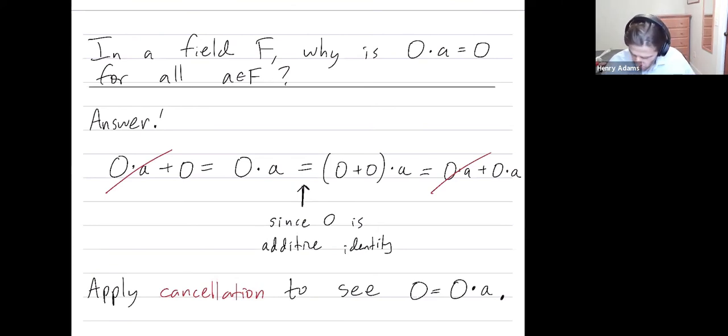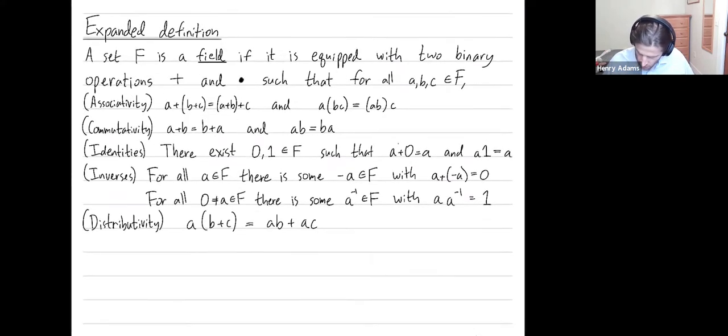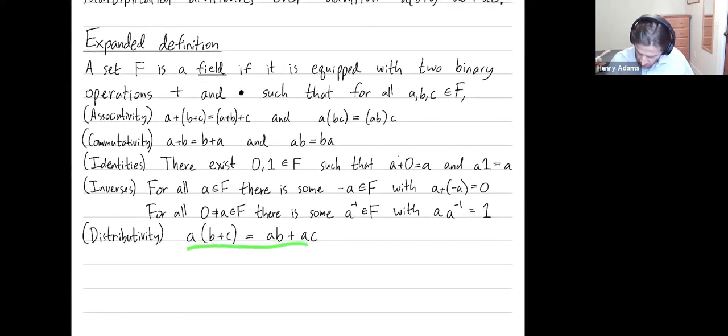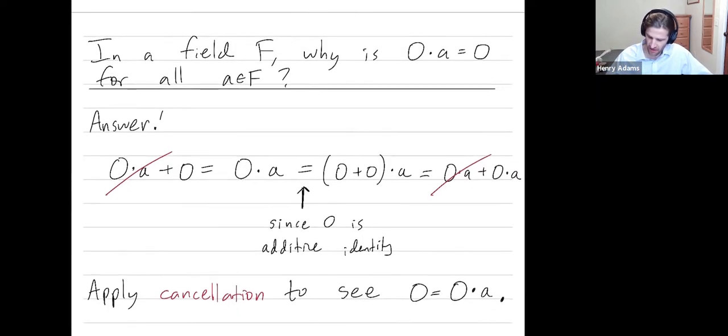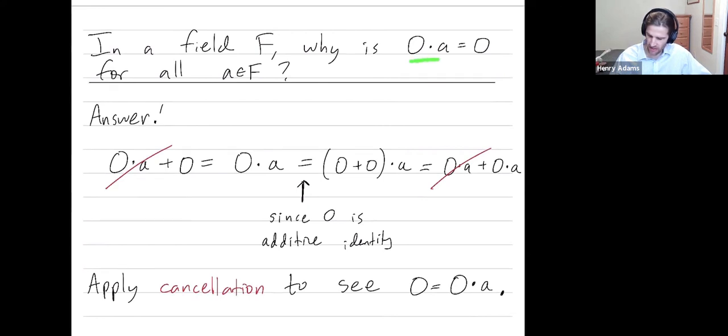Okay, so what have we done? We've used the distributive property. We've used the fact that 0 is the identity. And that's mostly it. And we used the cancellation law from group theory. But remember, we are an abelian group under addition whenever we're in a field. The reason why 0 times A in any field is equal to 0 is because 0 times A you could write as 0 plus 0 times A. Use the distributive property to see that this is 0 times A plus 0 times A.